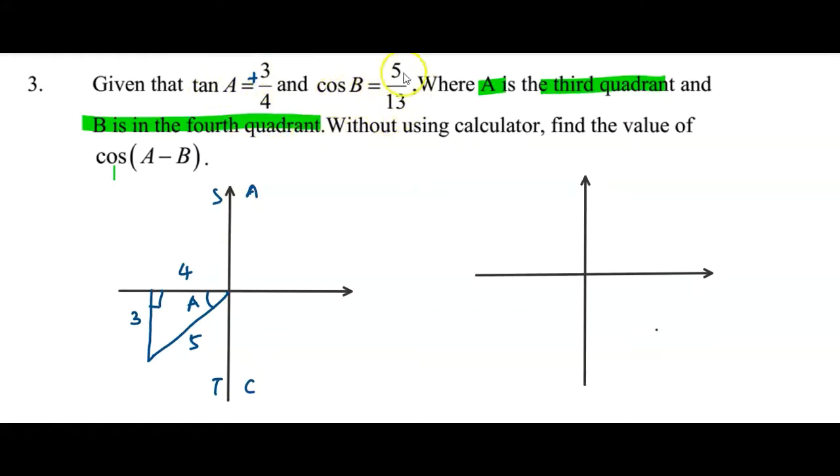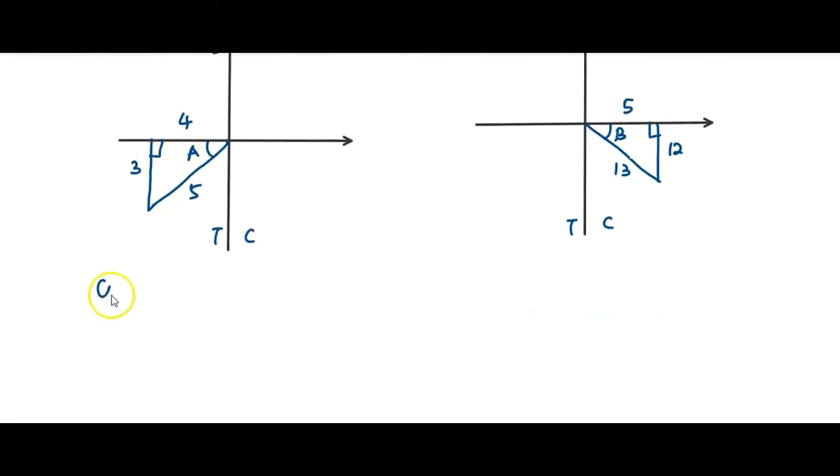So for cos B equals to 5 over 13, B is the angle at the fourth quadrant. Yeah, fourth quadrant. So at the fourth quadrant, just sketch a right angle triangle. And then just label the edges of the triangle based on the ratio given. Cos B equals to 5 over 13. Here will be angle B. And 5 over 13 will be adjacent over hypotenuse. Follow the Pythagoras theorem. The length of the opposite is 12. Okay, so after we have this diagram, we can actually evaluate cos(A minus B) very easily.